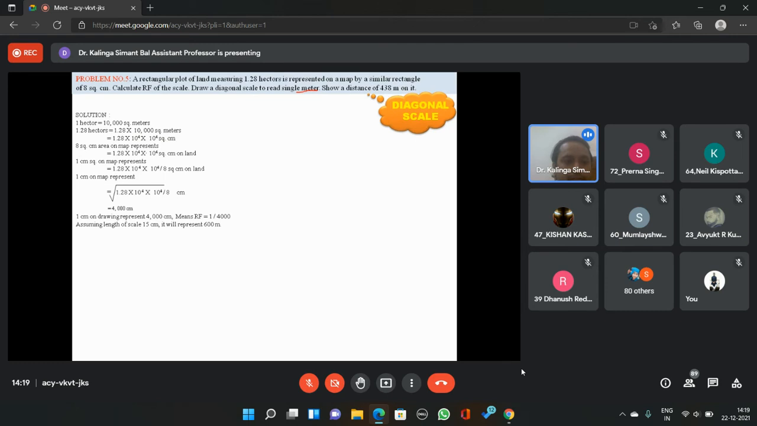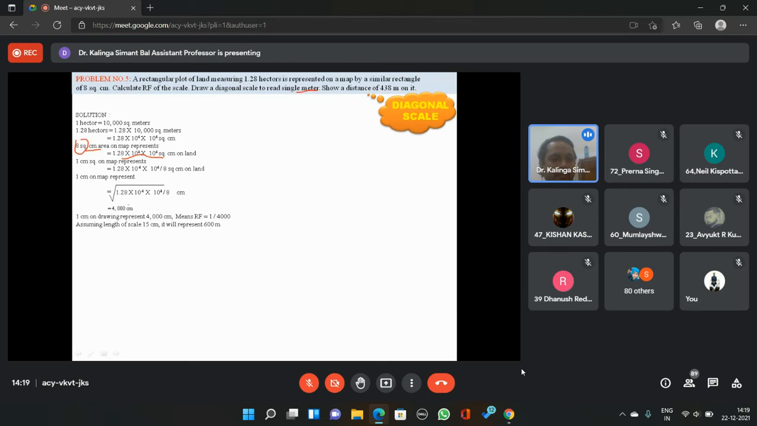So 8 square centimeter will be represented in this way. 8 square centimeter has to be represented in 1.28 into 10 to the power 4 into 10 to the power 4 square centimeter. So 1 square centimeter on the map will represent 1 by this much by the 8.